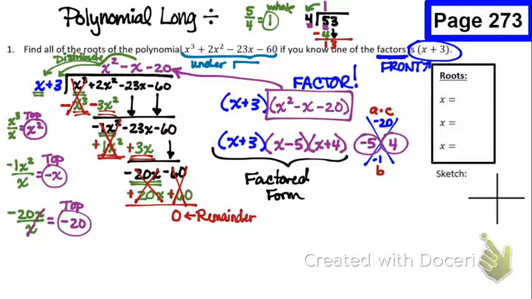How do I take this factored form now and write down my roots? Set them each equal to 0. So I would have x plus 3 equals 0, x minus 5 equals 0, and x plus 4 equals 0. So where are my x-intercepts? -3, 5, and -4.